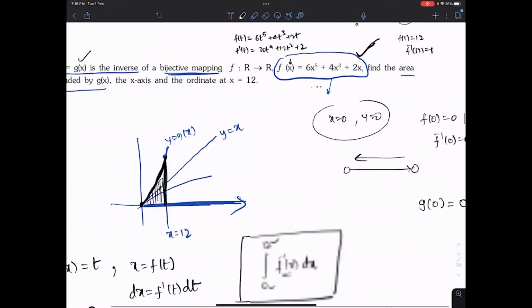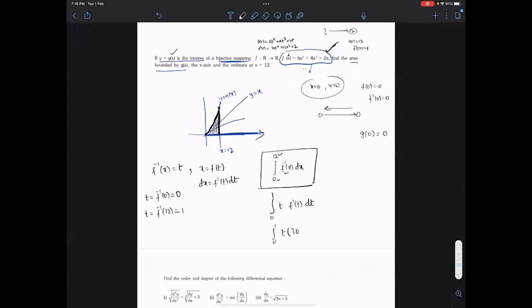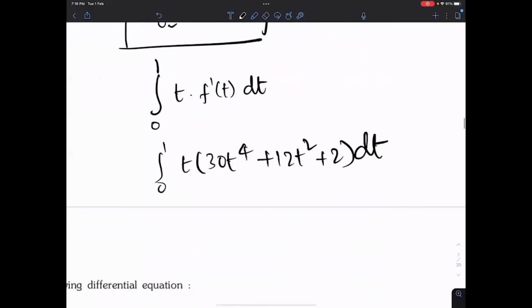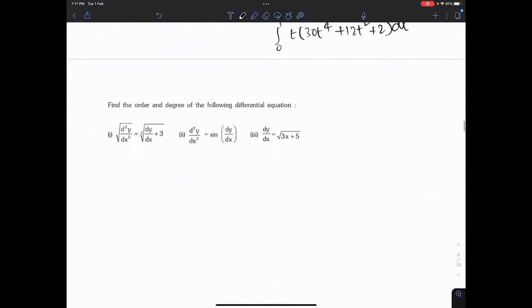So integral 0 to 1 t times f dash of t, which we have got as 30t power 4 plus 12t square plus 2, times dt. Done. That's all. This integration you can do easily, it is only t power n integrations. Fine. Next, differential equations we will see.